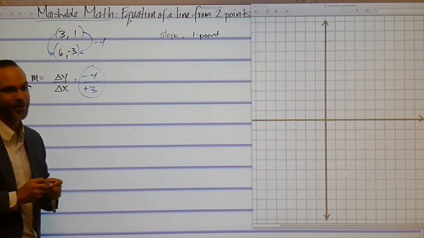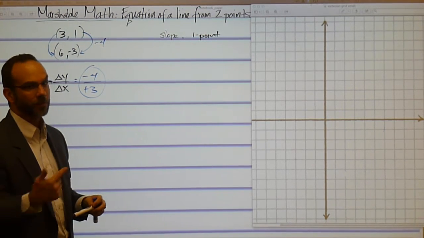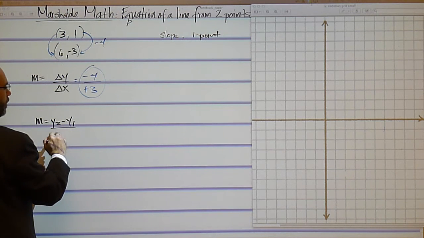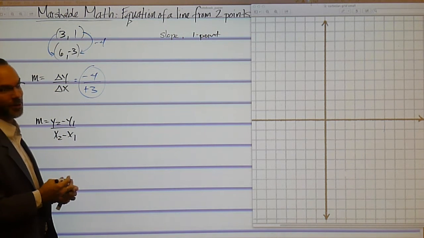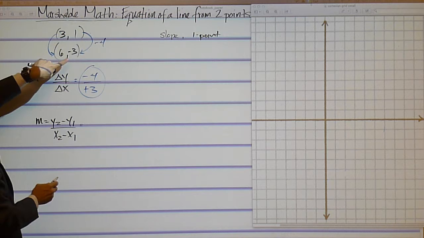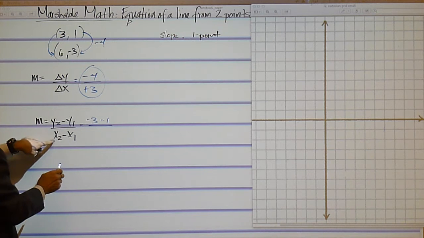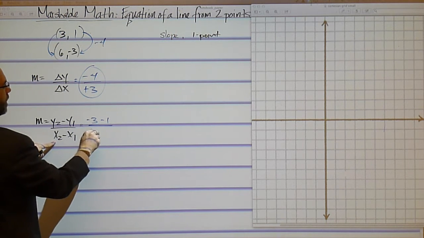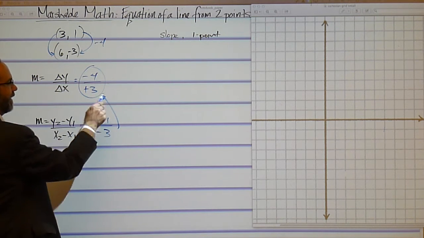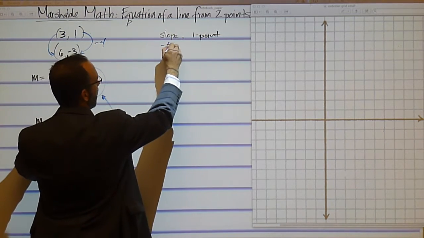You say, whoa, Mr. Marsh, that was like math voodoo. How'd you do that? Well, it's the same thing as using the slope formula. Let me show you that one. We said slope was y2 minus y1 over x2 minus x1. All I'm doing here is doing the change in the y over the change in x. What do I get? Well, the second y value is negative 3, minus a 1, over the second x is 6, minus the 3. You can see where that's going, right? That's the same thing right there. So the slope then is going to be negative 4/3.